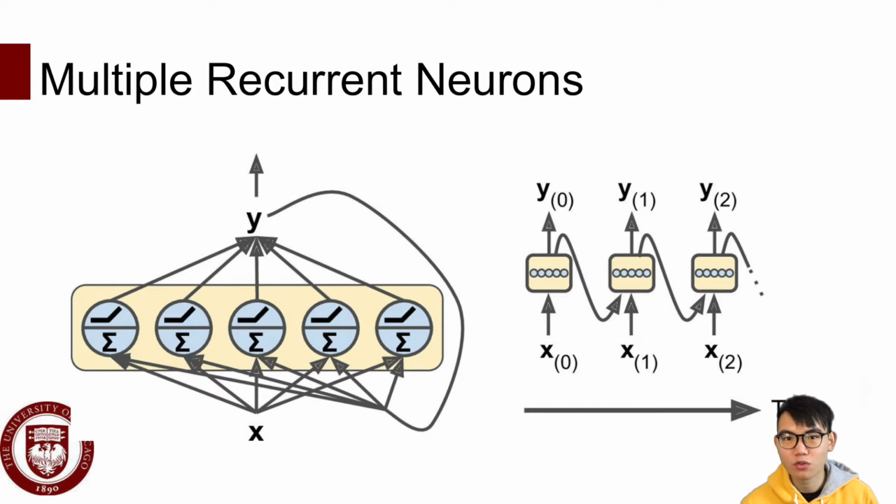Extending this to multiple neurons is rather simple. It's just like extending a single neuron to multiple neurons for feed-forward neural networks. And we can stack multiple layers simply by taking the output y's and feeding that to the next layer of neurons in the RNN.